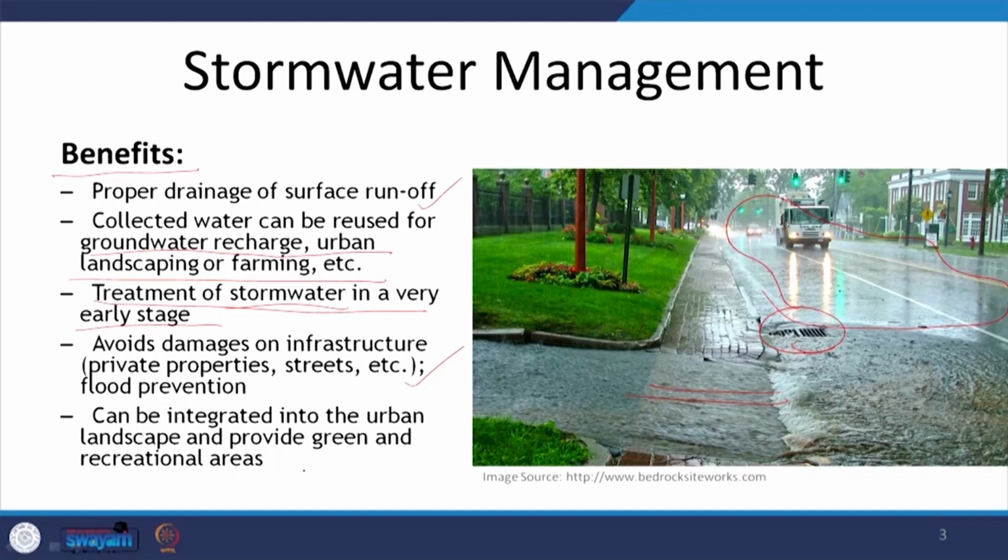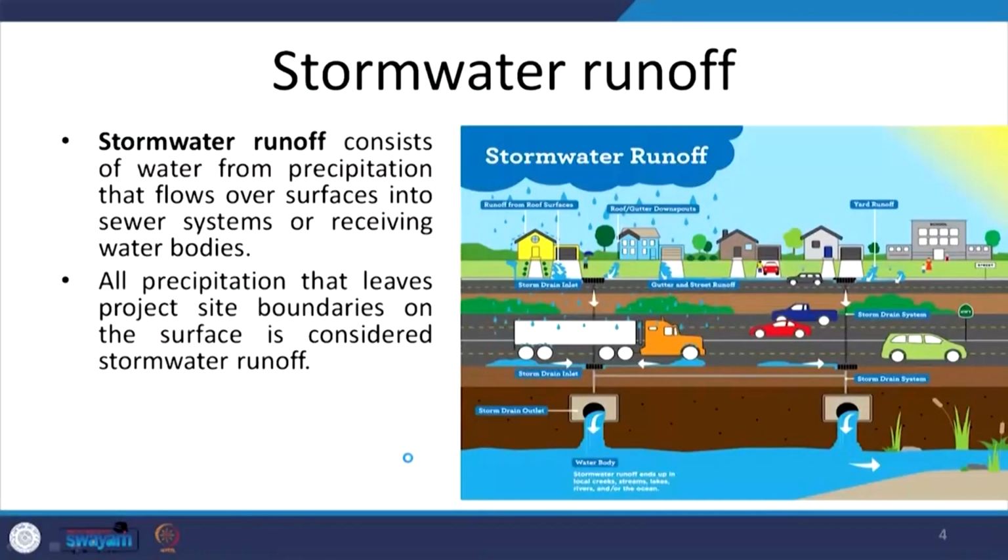And this storm water, if properly managed, can be integrated into the urban landscape, and it can help provide green and recreational areas. Some of the sustainable cities, I am not talking about just a neighborhood level or a small building site level, but at a city level, have created green parks in such a manner that those parks serve as ponds during the monsoons, during the rains. By the time it is summer, all that water has percolated down, and it allows green areas for people to use during the summers and springs. So, storm water management provides us a lot of benefits.